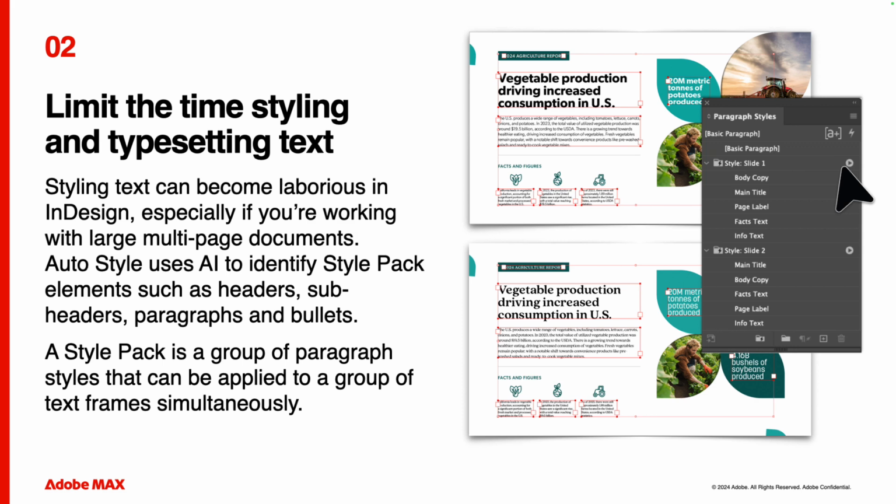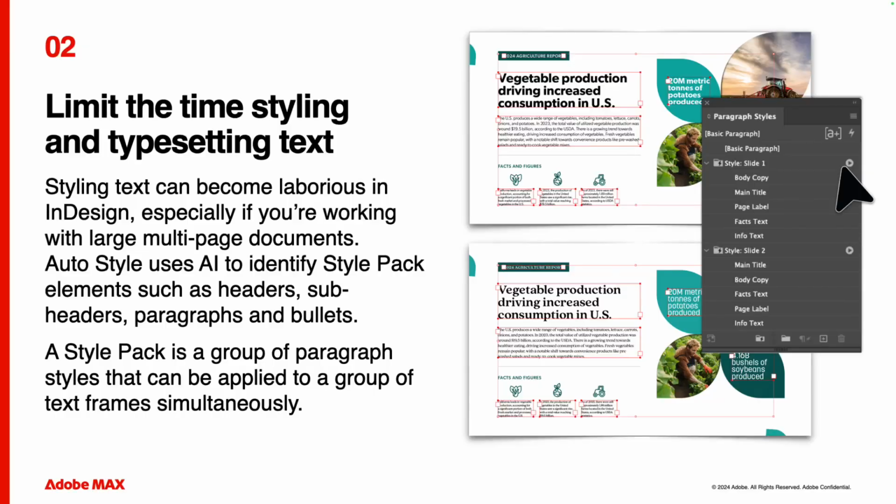Secondly, limit the time styling and typesetting text. Styling text can become laborious in InDesign, especially if you're working with large multi-page documents. A style pack is essentially a group of paragraph styles that can be applied to a group of text frames simultaneously. You can see an example of that on the right-hand side, where I have the same layout but two different themes applied to it using style packs and Auto Style. And we'll go over that in this session.